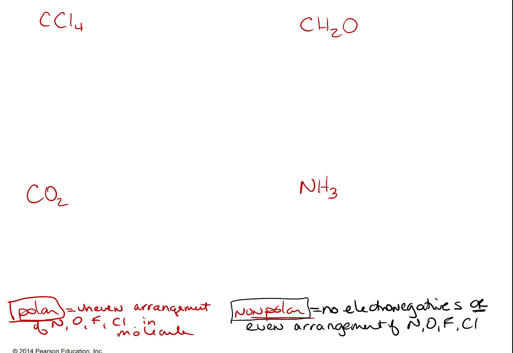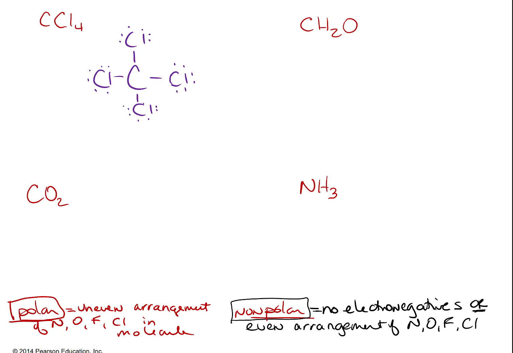If there's more than one, you have to compare their appearance in the geometry of the molecule to figure out: are they all on one side of the molecule or are they evenly distributed? Polar is when you have an uneven arrangement of these four. Non-polar is when you either have none of them or you have an even arrangement of them. So if you would, you can pause, draw these four molecules, and then see if you do this right.